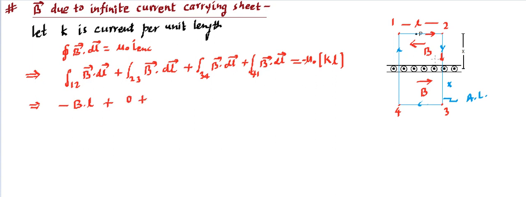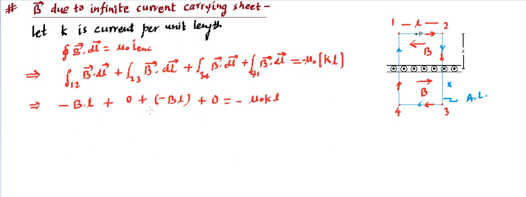What about the next term, which is 3 to 4? When we are going 3 to 4, again dl and B are going to be in opposite direction. So it's going to be again minus B into L. Minus because they are in opposite directions, B can be taken outside, and integration of dl will again be the length L. And the last, which is 4 to 1, is going to be 0 because of the 90 degree nature. So this is how we simplify all four steps, and that came out to be minus mu naught K into L.